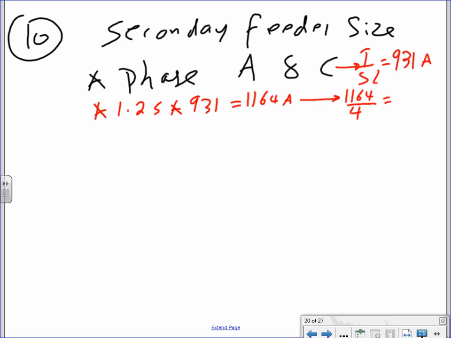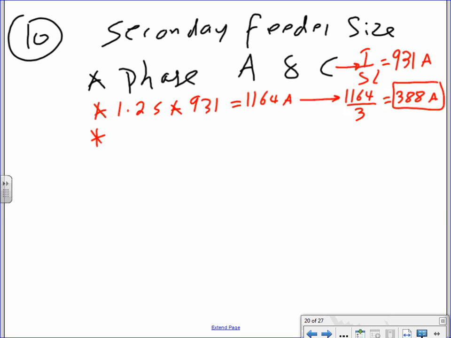I'm going to parallel them three sets. I'm actually doing 3 sets. You can do 4 sets too. I'm dividing 3 sets. That'll give me 388 amps. I have 388 amps. Why did I divide by 3? Because I want to parallel. And you guys have done paralleling before.